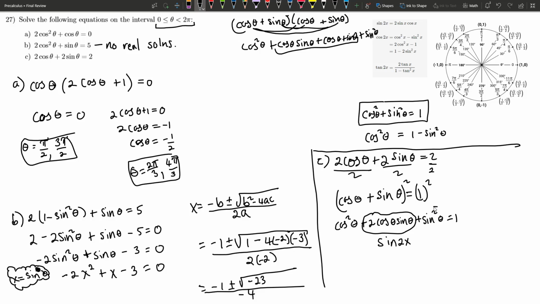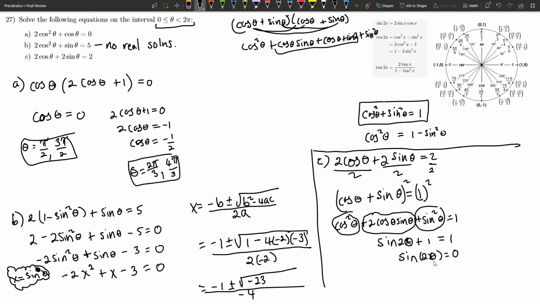And here we go. We have the sine square theta plus cosine square theta. Well, what do we know that's equal to? Cosine square theta plus sine square theta is 1. So this piece here just converts to 1. So that's equal to 1. Minus 1 on both sides, and we get sine of a double angle theta is equal to 0, because we're subtracting 1 on both sides.